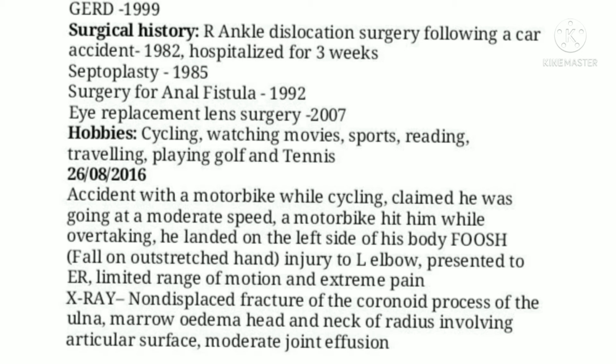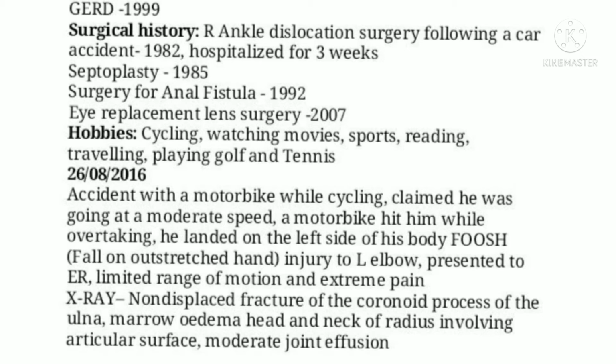Then hobbies mentioned. From all this surgical history also we should segregate what history the reader wants to know in order to provide the care. Then only you should include that one.